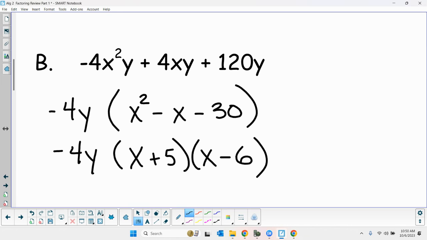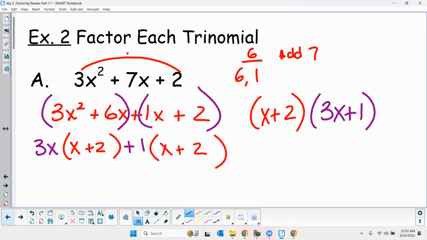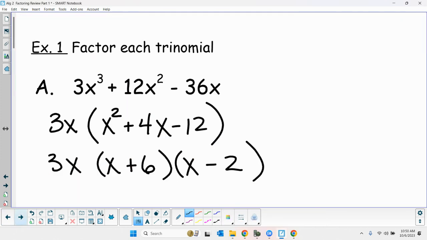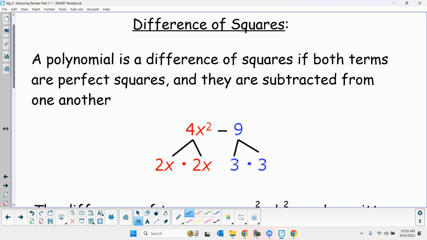Questions? Making sense? All right. So we're good with GCFs? Good with regular trinomials? Good with when we got A not 1. So far, so good? All right, one more type we're going to go over today. Difference of squares. Number 2 on our list.